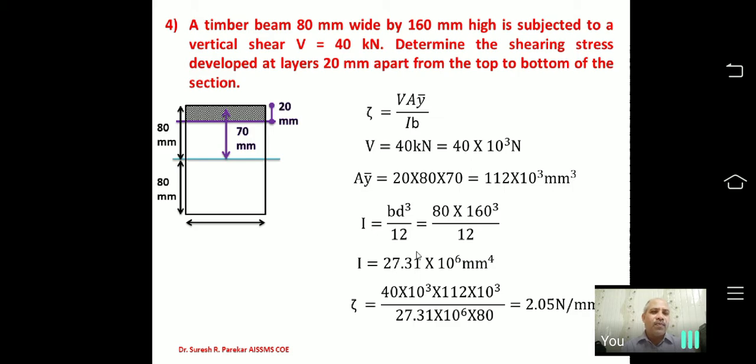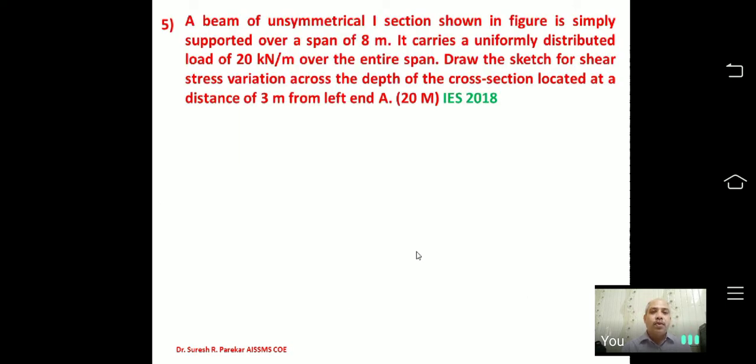So whenever you have to find the stress somewhere in between, you have to consider the area above it, provided your section is above the neutral axis. If it is below the neutral axis, then I have to consider the area below it, not above it, because we are going to take moments about the neutral axis. So this is the fourth problem.